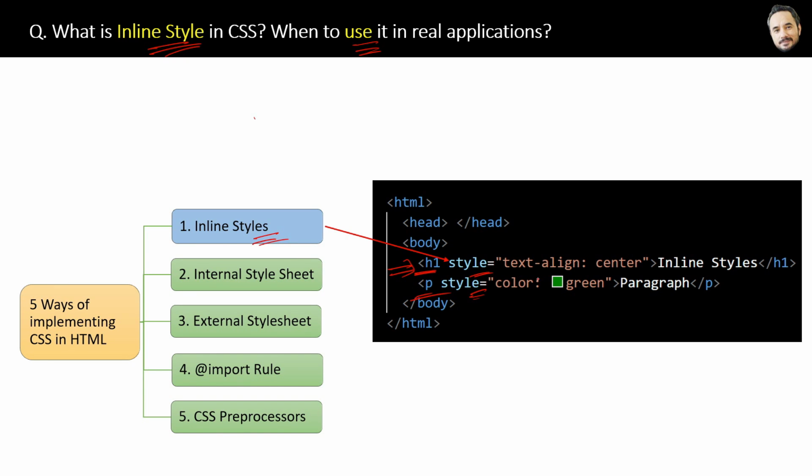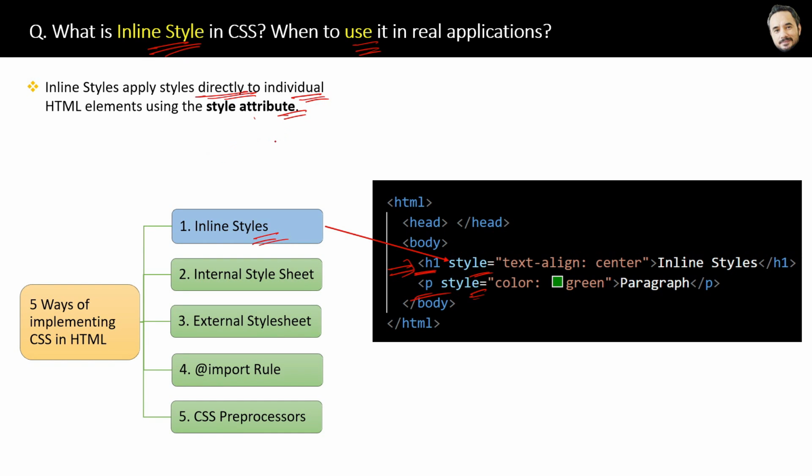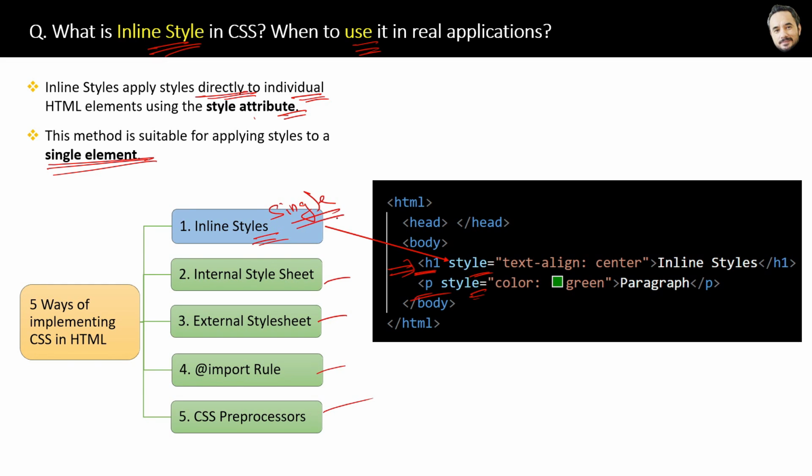So 2 points quickly about inline styles. Inline styles apply styles directly to the individual HTML elements using the style attribute. The second point, when to use it in a real application: it is suitable for applying styles to a single element only. So for applying the same style to multiple elements, we have other ways of implementing CSS. It is basically for single individual elements, and mostly in a very small application we can use the style attribute, this way of styling, inline style.